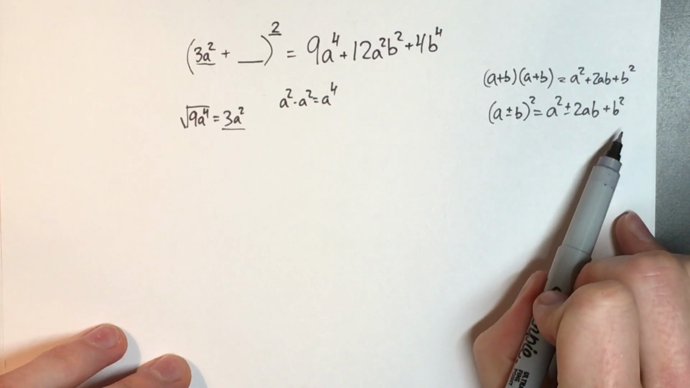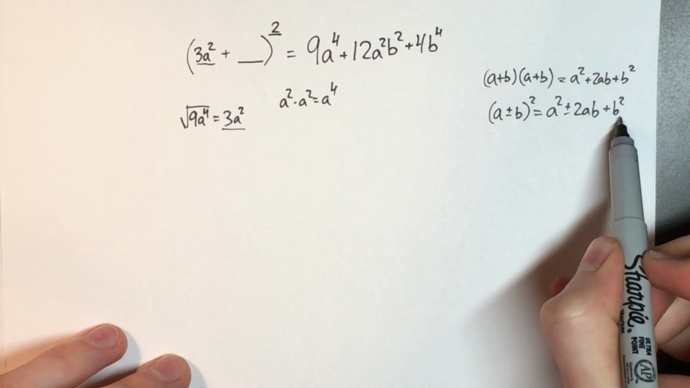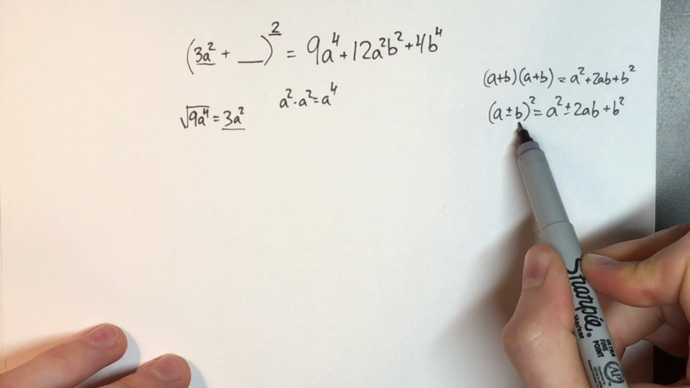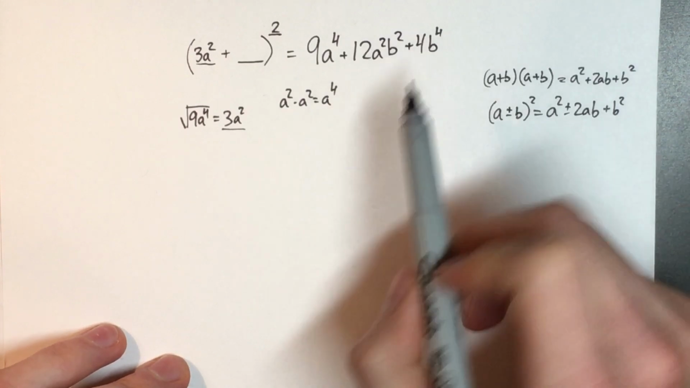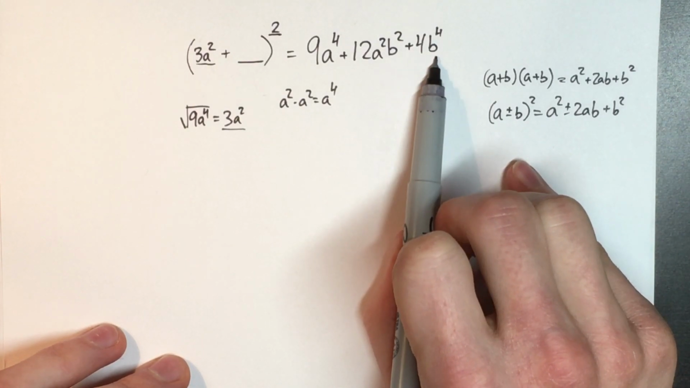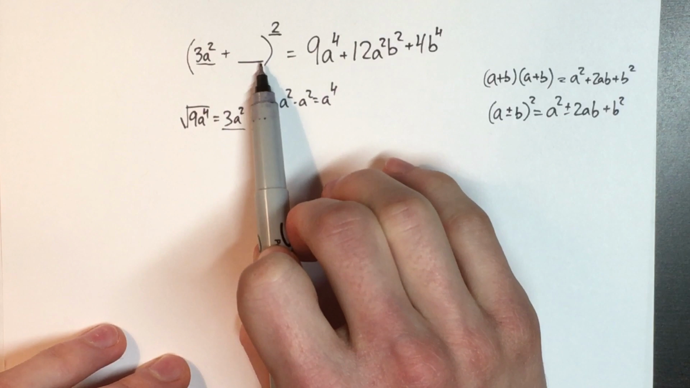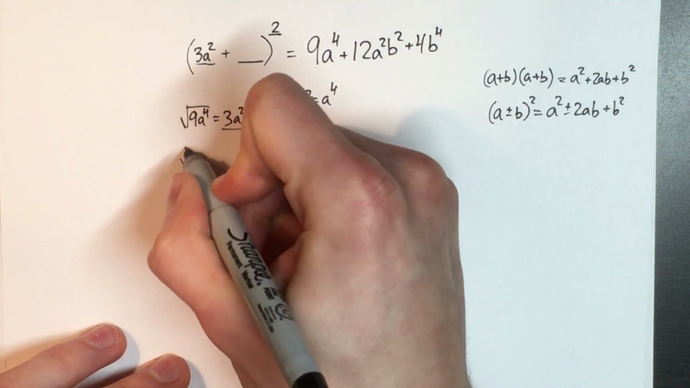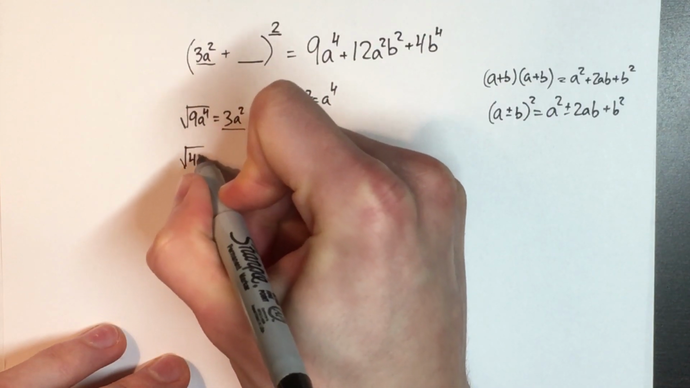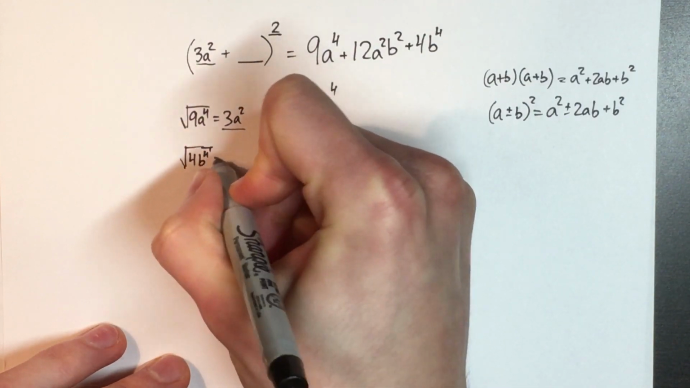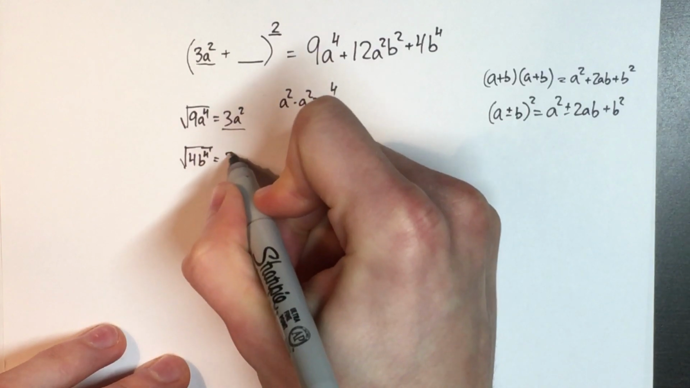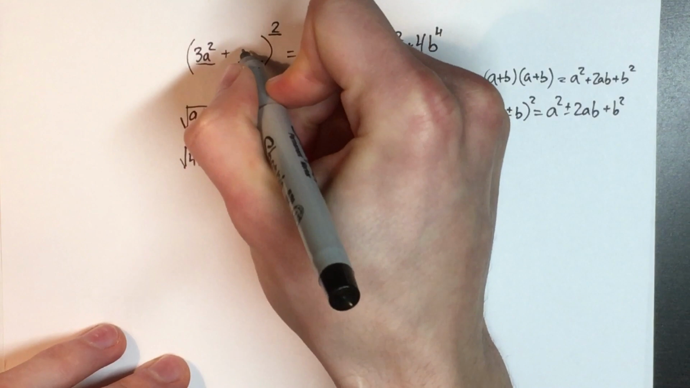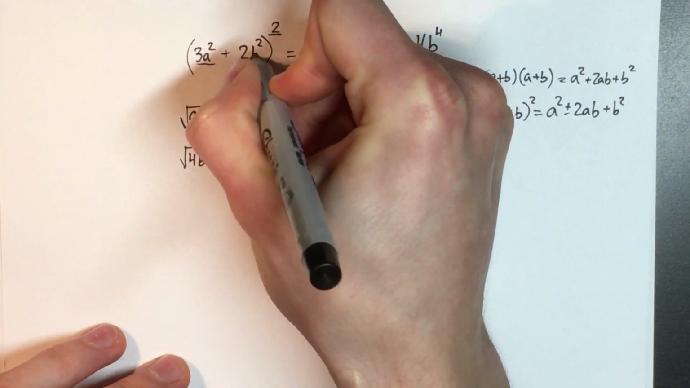Again, looking back at this formula, I see that the very last term is the second term of the binomial squared. So again, what does that tell us? That tells us that this is the square of whatever should go here. So how do we find what should go here? Let's take the square root of that. Square root of 4b to the 4 equals square root of 4, which is 2, times square root of b to the 4, which is b squared. So this is 2b squared.